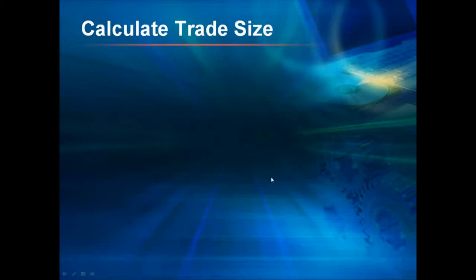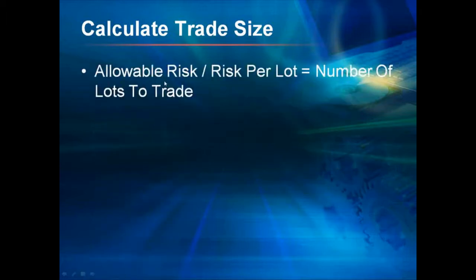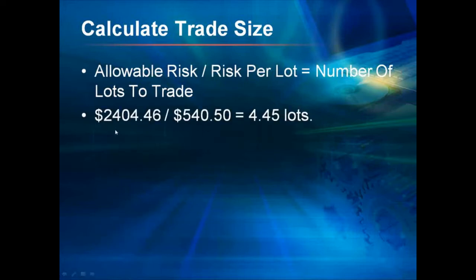So now that we have that number as well, we can calculate the trade size. We take our allowable risk, we divide it by the number that we calculated for risk per lot, and that'll give us the number of lots that we can trade. So in this case, the numbers we calculated were $2,404.46, that was 2% of our current account balance, and we calculated that we would be risking, per lot with that 50 pip stop, $540.50 for every lot we traded. So we divide the allowable risk by the risk per lot, and we end up with 4.45 lots.